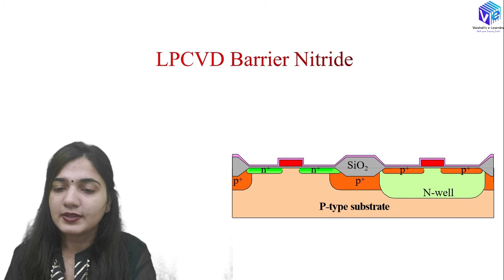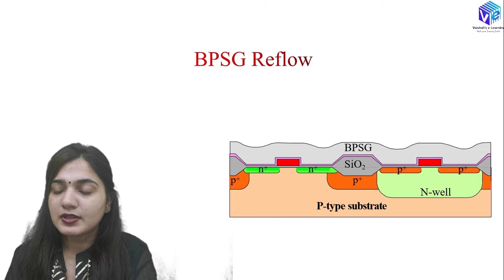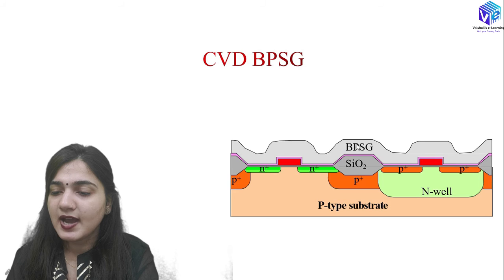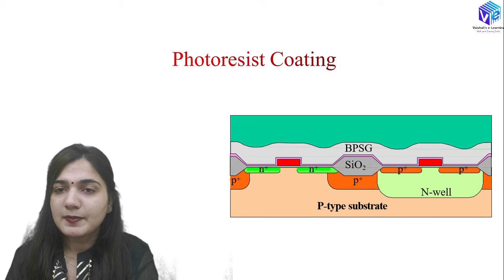After that we will be doing the LPCVD of the barrier nitride, right? The low pressure chemical vapor deposition of the barrier nitride layer, and after that we will be using the CVD, chemical vapor deposition, of the borophosphosilicate glass. After that we will be using high temperature to reflow the borophosphosilicate glass, because here you can see the roughness was very high. To make it smooth I will be using high temperature, in which the borophosphosilicate glass is going to smoothen out like this, right? So this is called the BPSG reflow.